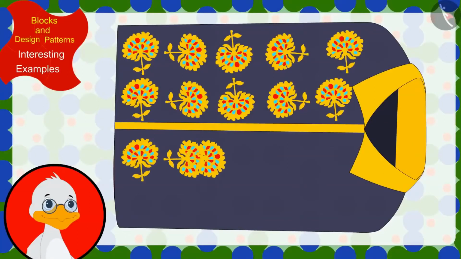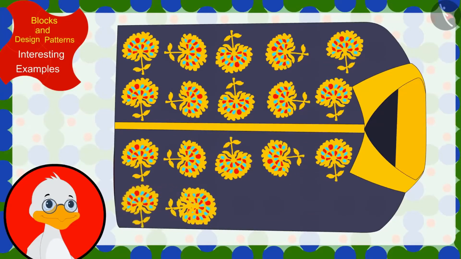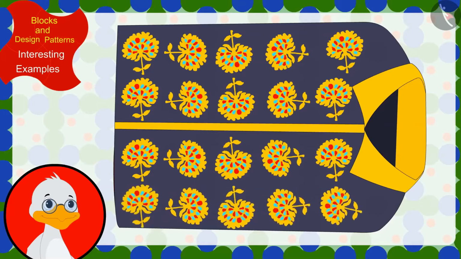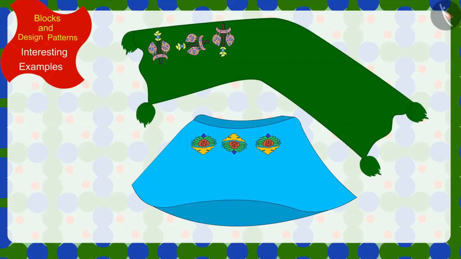Uncle too, like you, found the rule of this pattern and completed the design made on this shirt. Children, can you now help Uncle find the rules of patterns made on this skirt and the dupatta? Find the solution for this with your friends.